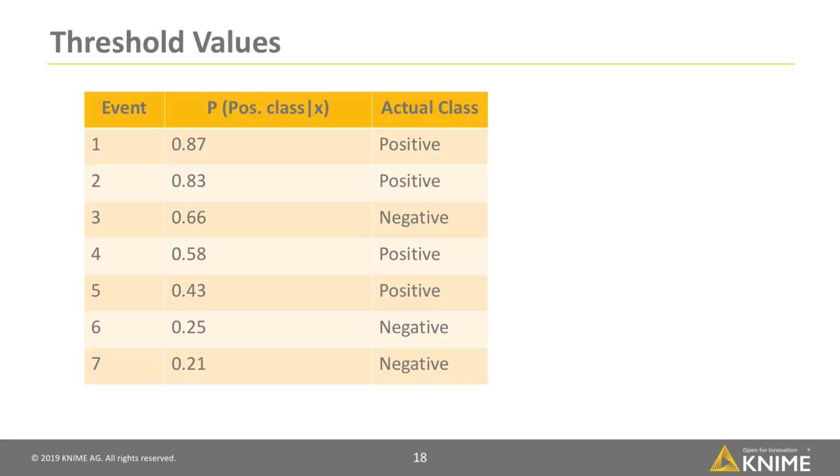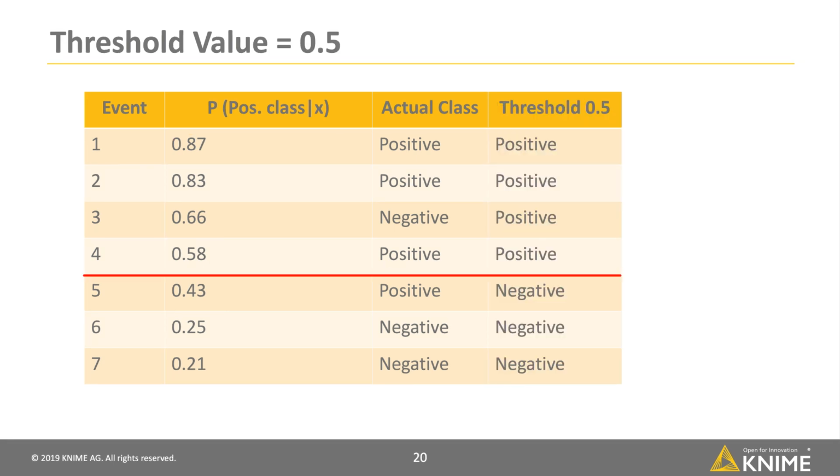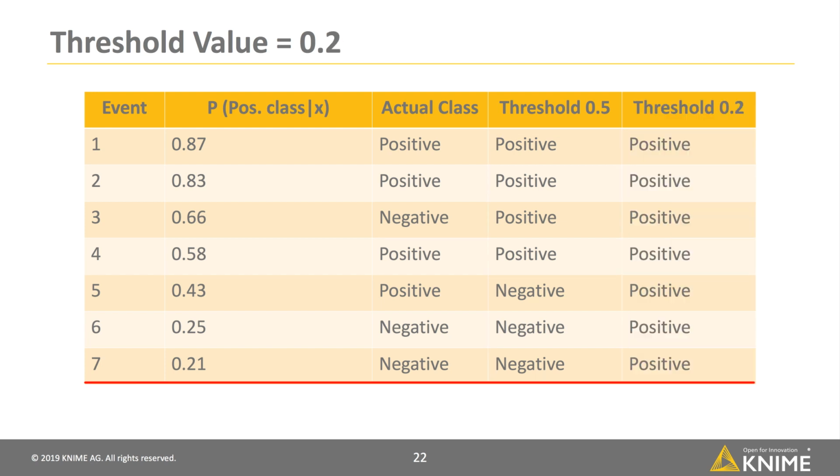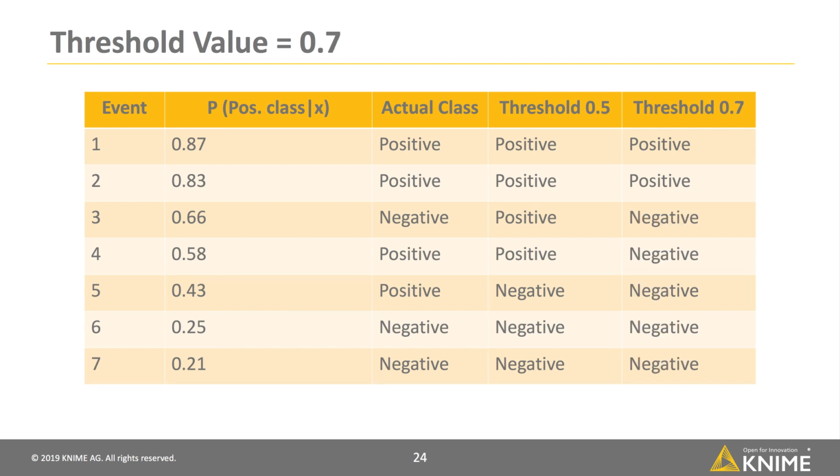Here we see a number of events ordered by their probabilities to belong to the positive class. By default, the value of the classification threshold is set to 0.5, and here are the corresponding assignments to the two classes. Next, we decrease the threshold value, for example, to 0.2. Now we see that the class assignment changes for these data points with a probability for the positive class falling between 0.2 and 0.5. Finally, let's increase the classification threshold to 0.7.